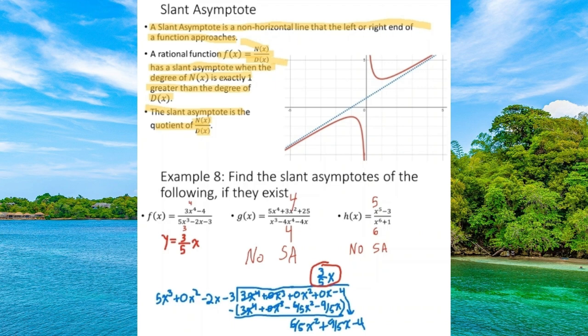So as x gets larger and larger or smaller and smaller, the graph of f of x is going to get closer and closer to the line y equals 3/5 x.